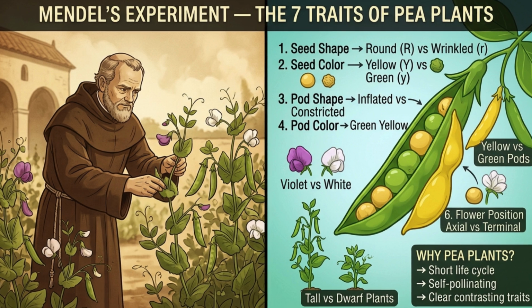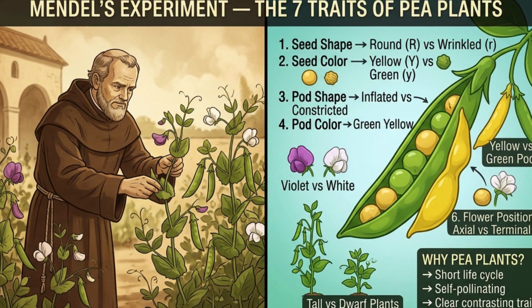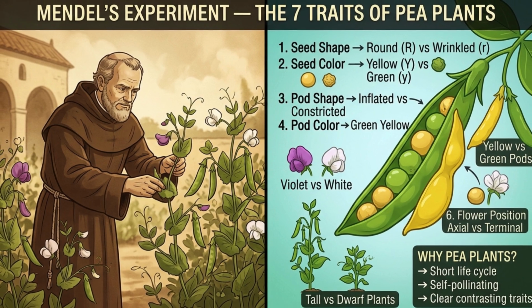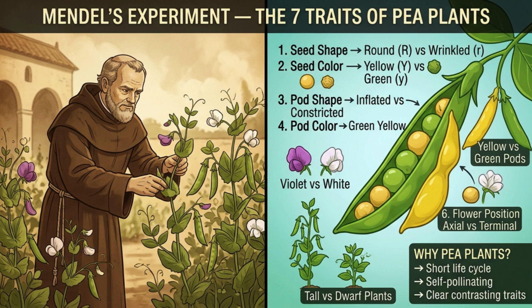Let's begin. Gregor Mendel, the father of genetics, chose the garden pea plant, Pisum sativum, for his experiments, and his choice was genius. He selected 7 pairs of contrasting traits, what we now call characters: seed shape, seed color, pod shape, pod color, flower position, and plant height. Each had 2 clearly distinguishable forms. Pea plants self-pollinate naturally, making controlled crosses possible. Mendel studied 14 true breeding varieties over 7 years. This wasn't luck. This was precision.